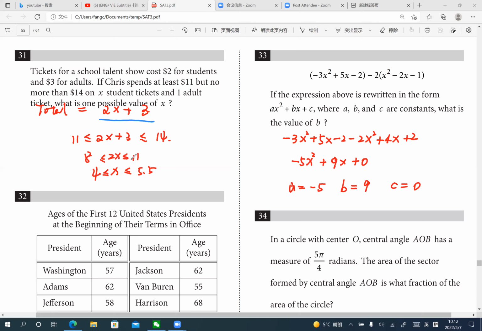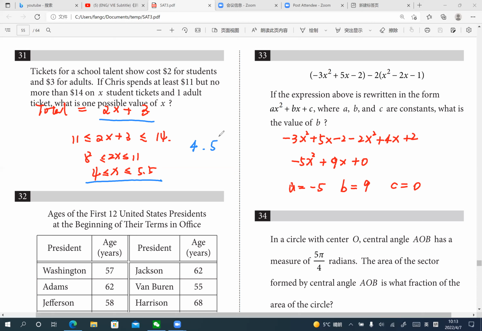So 2x is less than or equal to 11 and greater than or equal to 8. Then x should be less than or equal to 5.5 and greater than or equal to 4. So that is the range of x. The question is, what is one possible value of x? Any x between 4 and 5.5 is our answer. So we can see 4 is our answer and 5 is our answer.